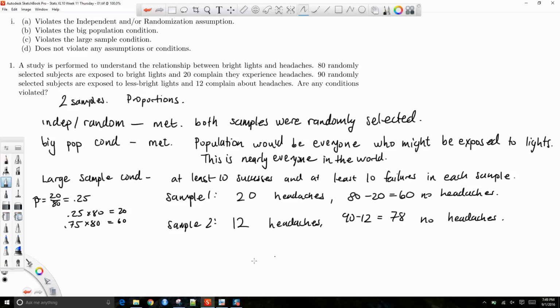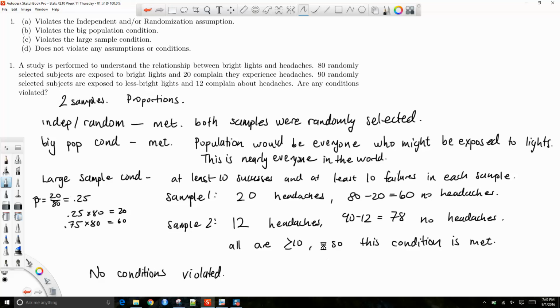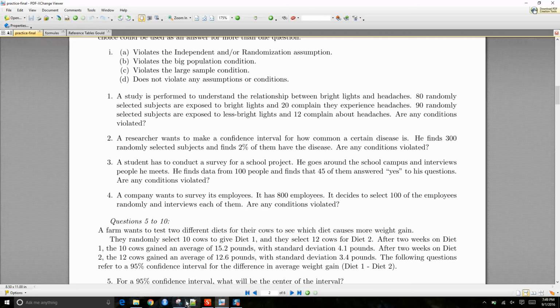Okay, and then so all of these numbers are greater than 10. So this condition is met. Or greater than or equal to 10. And so we would say no conditions violated. Okay, moving on.